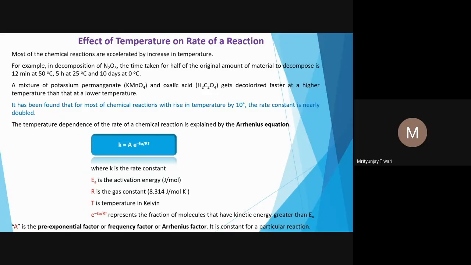It has usually been found that for most chemical reactions, with a rise in temperature by 10 degrees, the reaction rate is nearly doubled. So usually it has been seen that the reaction rate almost becomes doubled with an increase of 10 degrees centigrade temperature. And this ratio, K at T plus 10 divided by K at T, we call the temperature coefficient or Q10 value.